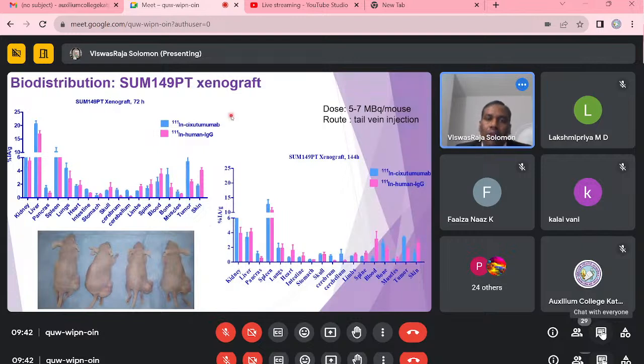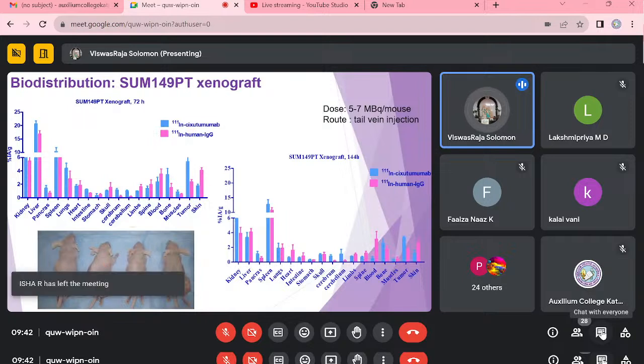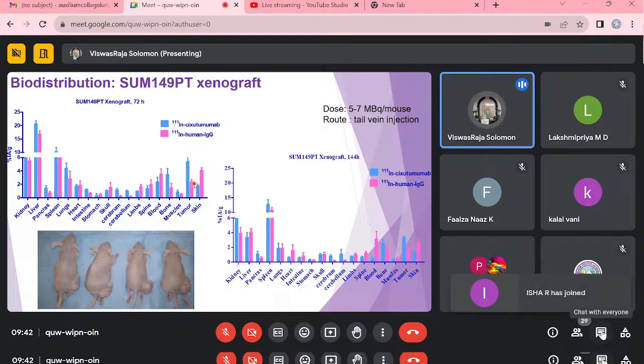For the same study, we used human IgG as a negative control. Human IgG doesn't bind to IGF-1R. This cell line has IGF-1R expression, so we inoculated those cells. If your tracer has affinity to bind IGF-1R, it should take up in the tumor. If your tracer has no affinity for the tumor, the uptake may be low, or it may be non-target uptake. That's why we see a clear difference between the positive tracer and this negative tracer. The tracer uptake was very selective.